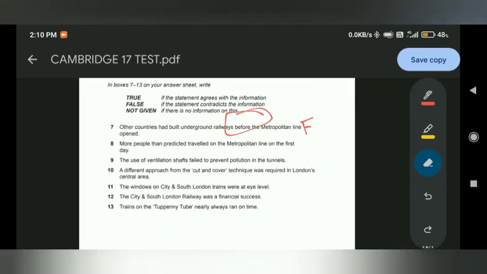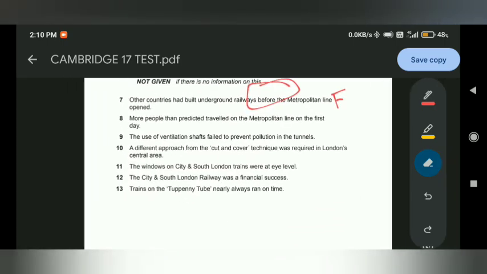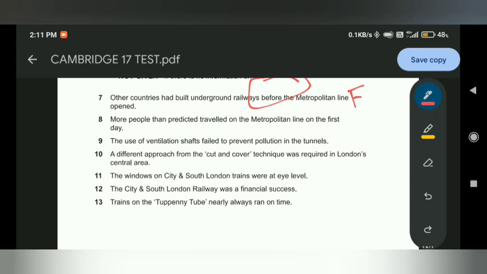So let's move to the next question. So let's take a look at the second question. More people than predicted traveled on the metropolitan line on the first day.